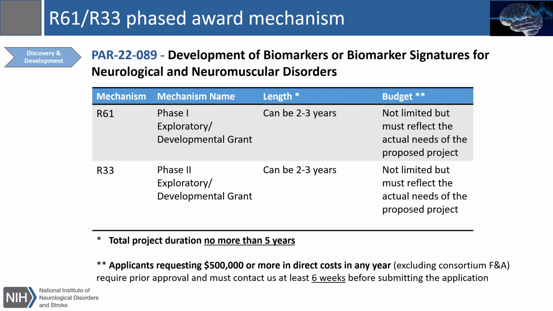So I more or less just said this, but for the phase mechanism, you can have 2 to 3 years for the R61 phase or 2 to 3 years for the R33 phase, but the maximum number of years is 5. And then again, reminders about the budget requirements and needing prior authorization. And that's at least 6 weeks before you submit the application, because it has to go through an internal review process. Just a reminder, make sure you include both phases of the application. If you don't have both phases, you'll be administratively withdrawn.